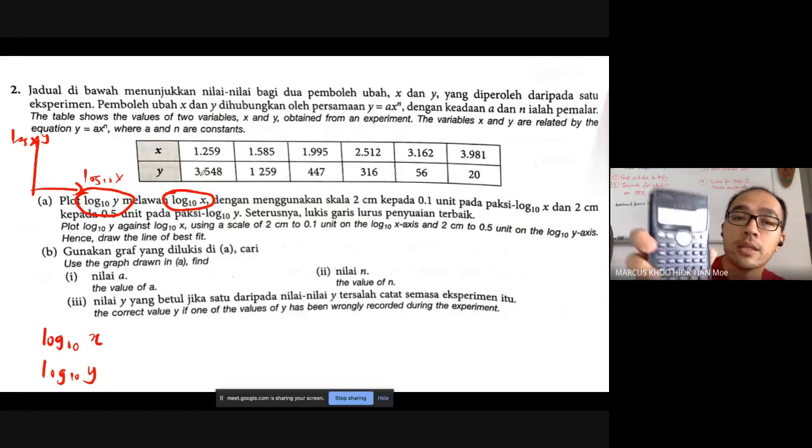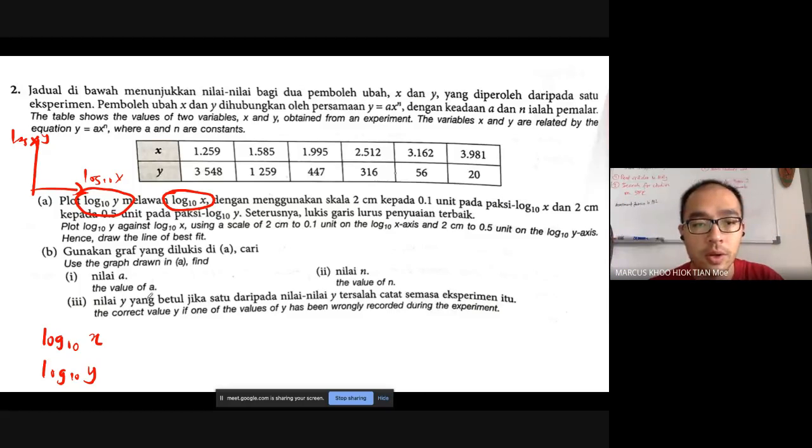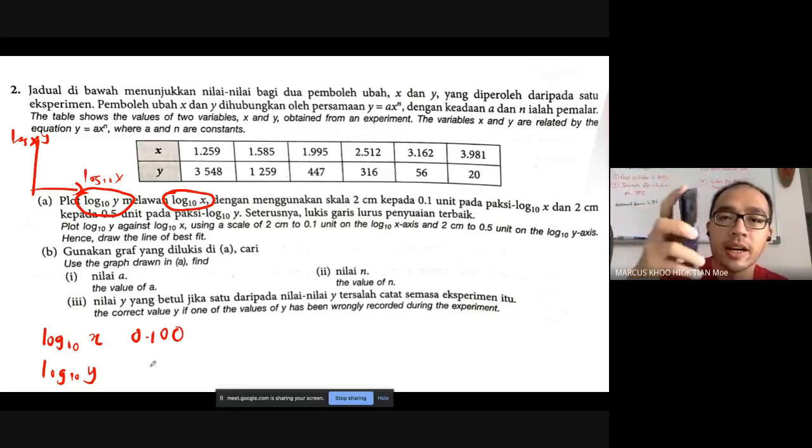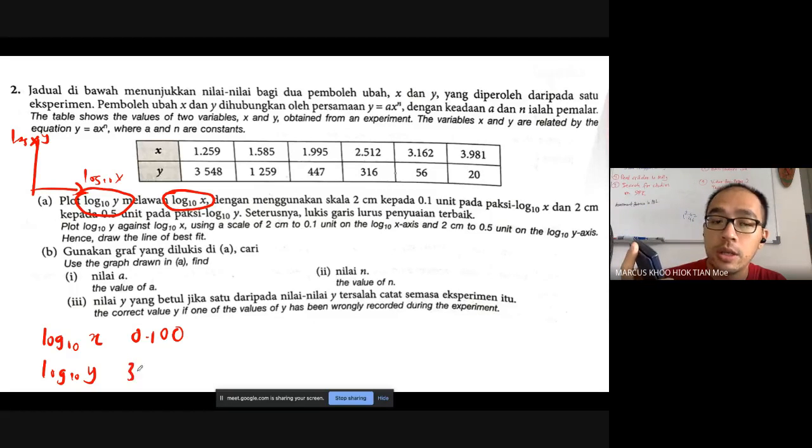Okay, and you'll get 0.100. I'm going to do 3 decimal places now. Okay, this is 3.548. So since we want log 10y, we log 3.548. Sorry, I don't even know whether you can see the calculator, but fine. So log 3.548 is about 3.550. About lah, okay, about 3.550 begitu.